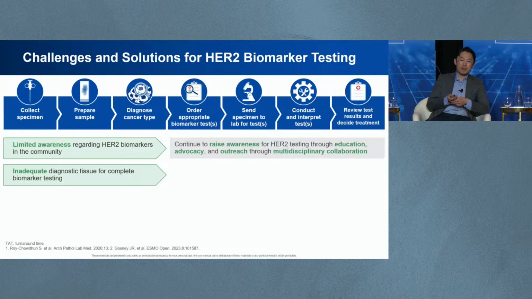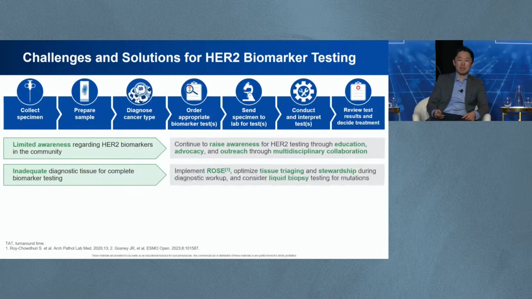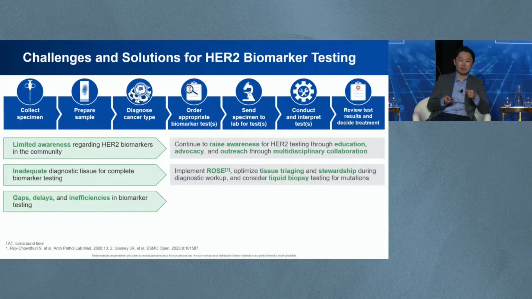And then, as we mentioned before, we have run into this issue of inadequate diagnostic tissue for complete biomarker testing. For this, it would be really nice to consider and implement ROSE, or rapid on-site evaluation, to optimize tissue triaging and tissue stewardship during the actual diagnostic workup of the tissue. And this is an important point for the pathologist. And then also consider doing liquid biopsy, right? Patients with advanced lung cancer, and to look for the mutations.